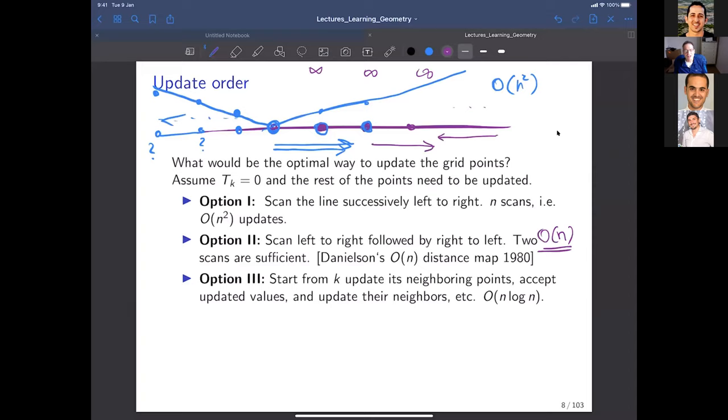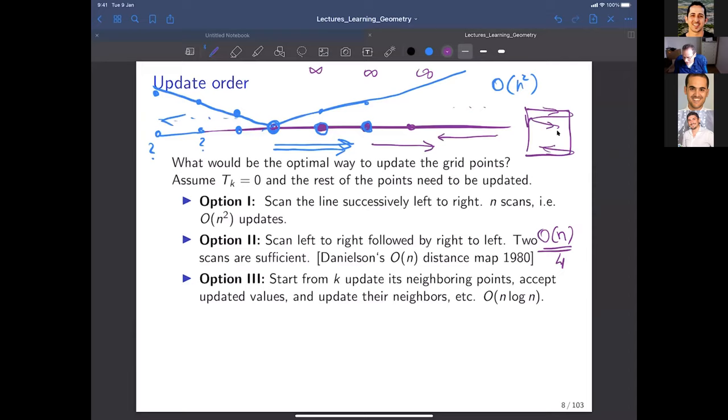In fact, there is an extension to this algorithm to 2D domains. In two-dimensional domains, you need to scan left to right, top to bottom. So you do raster scan like that, then you do raster scan like that, and then you switch the scanning directions: up, down, left, right, and four scans are in fact enough to solve the problem for two-dimensional domains. In three-dimensional domains, you'll have eight, et cetera, two to the power of the dimensions that you need. And this is called the Danielson algorithm.